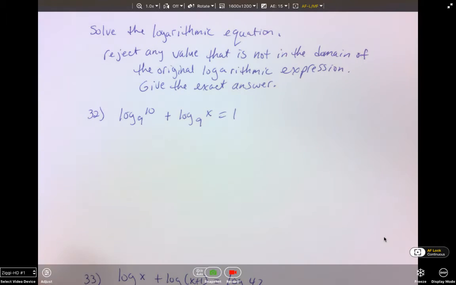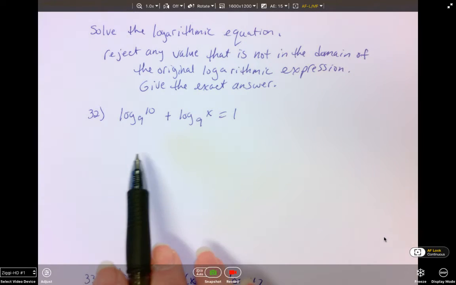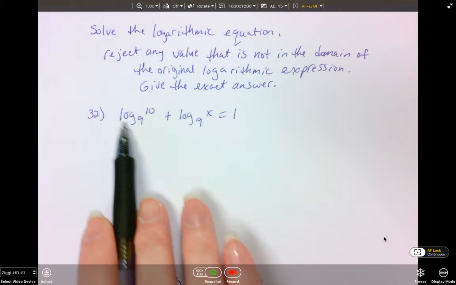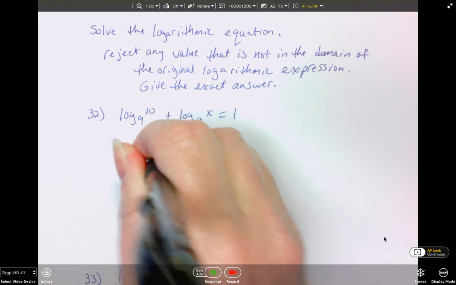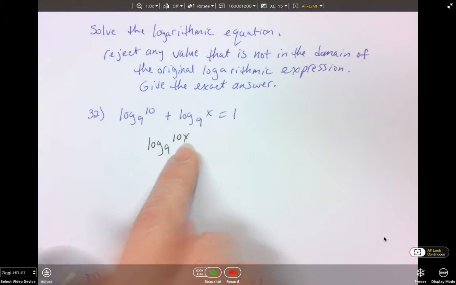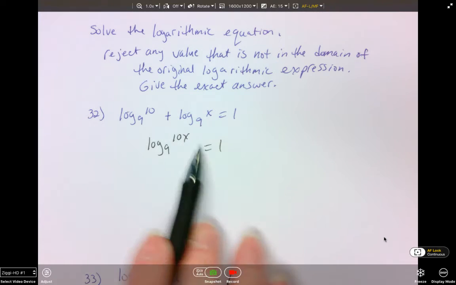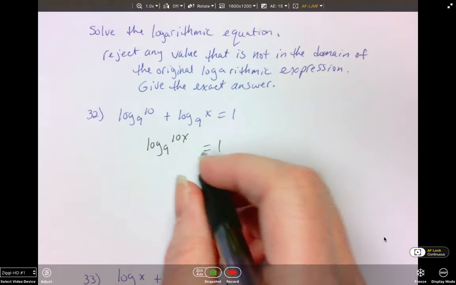All right, so the first thing that we notice is that we have addition happening here. And with addition, that means multiplication with logs. So we're going to condense this back together. So we're going to have log base 9 of 10x, because addition becomes multiplication, is equal to 1. Now at this point, because we have just a single log over here equal to a number, we can change this to exponential form and solve it a little faster.